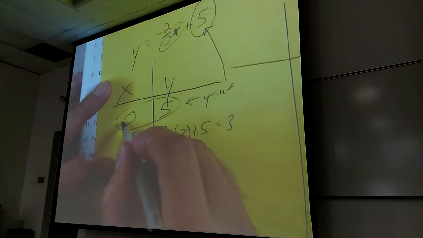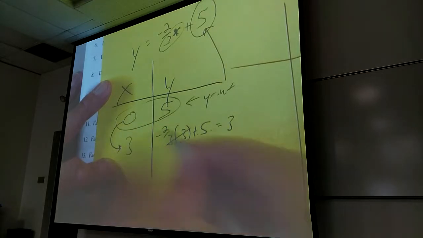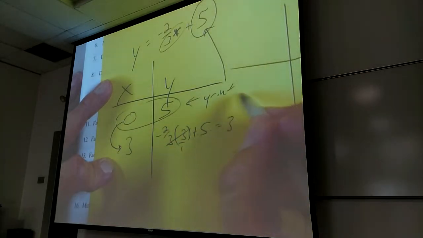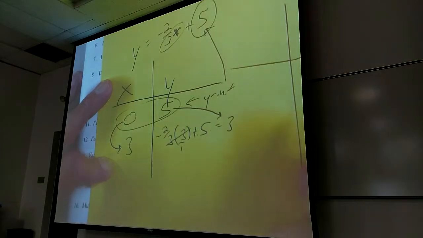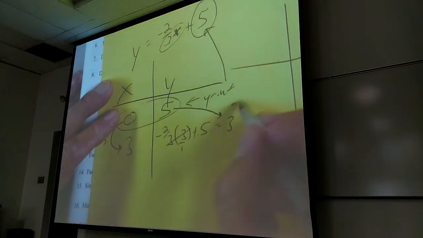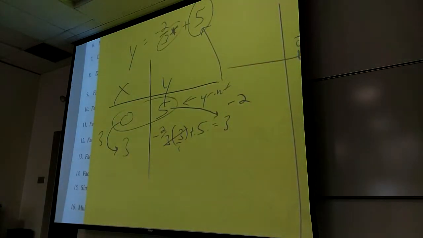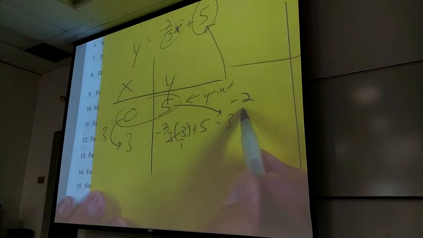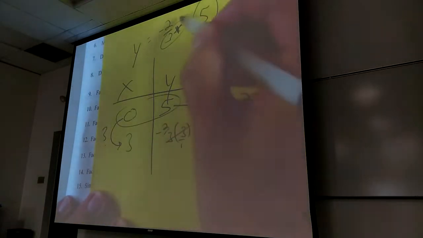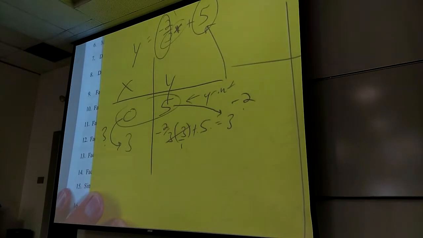And watch this. How much did the x change by here? 3. And how much did the y change by from 5 to 3? 3, negative 2. It went down 2. So down 2 over 3, down 2 over 3. The slope is negative 2 over 3. It's rise over run. Okay, I like it.